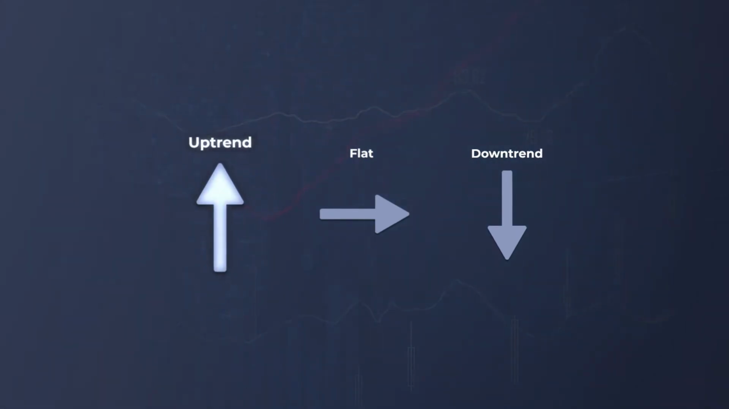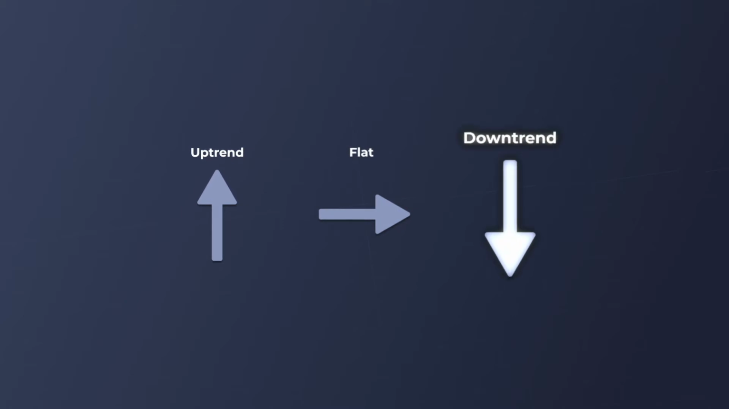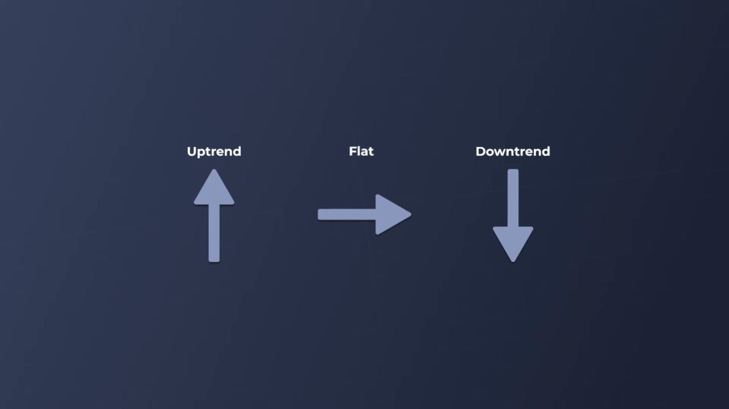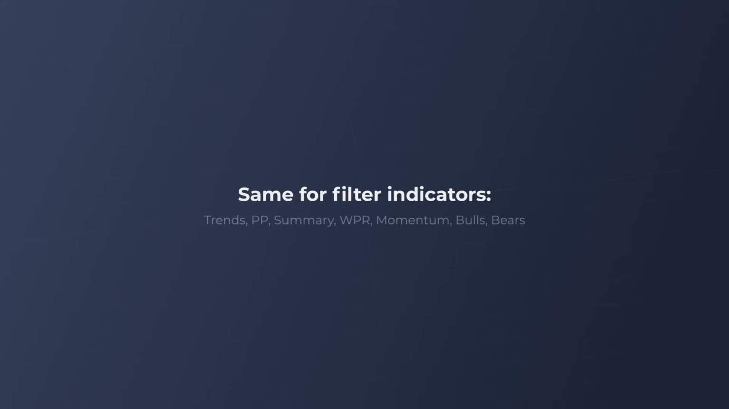Uptrend, flat, downtrend. If there is a downtrend in the market, we will use only those signals that appeared on the downtrend for calculations, thus creating a sample conforming to current market conditions. This principle applies to all filter indicators.